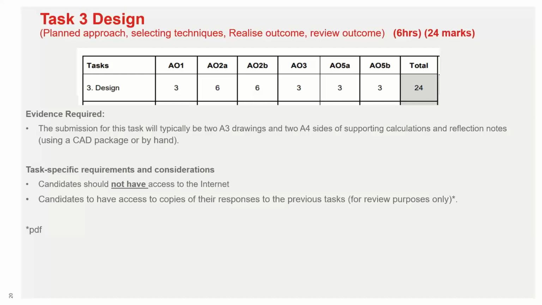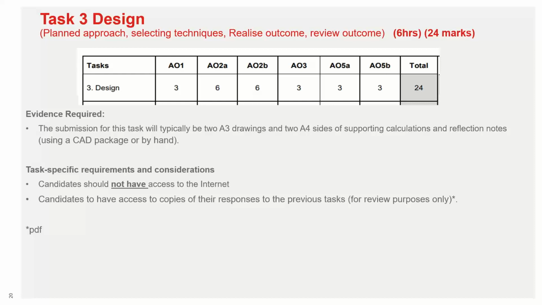What do we require for this task? So if we first of all look at the assessment objectives here, what's it being assessed against? So you can see straight away 3 marks for their planning. Again, another 12 marks for the application of knowledge and skills for this task. 3 marks for selecting the right techniques and resources to complete the task. And then we bring AO5A, which is, was the right outcome achieved, A, and B, they must review how well that outcome meets the brief.